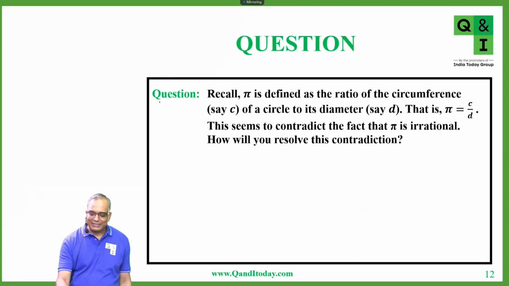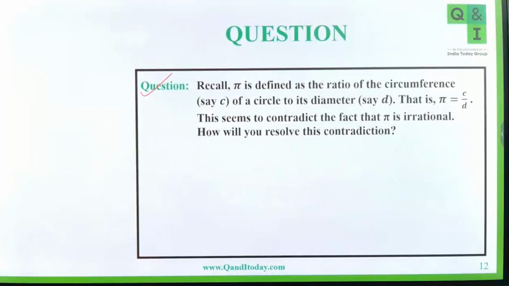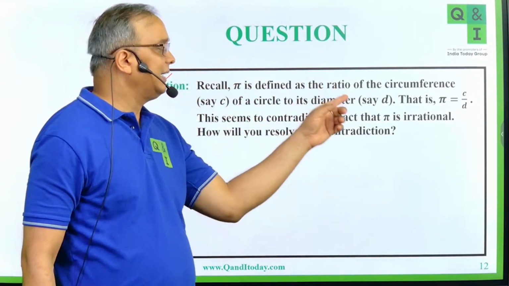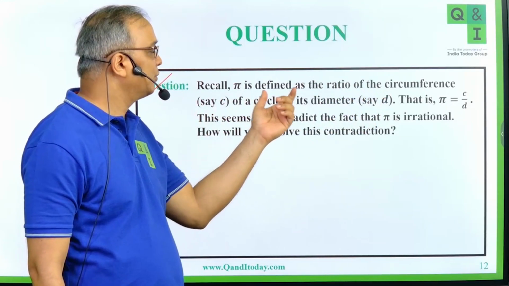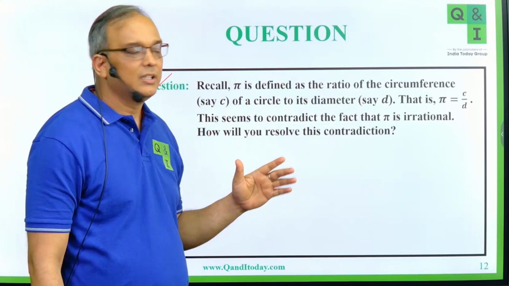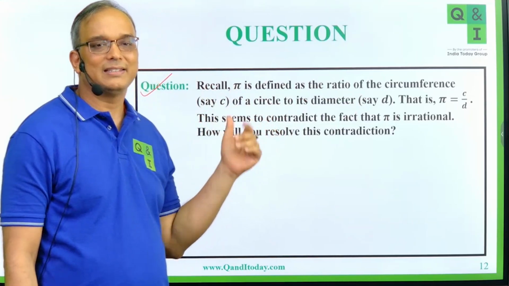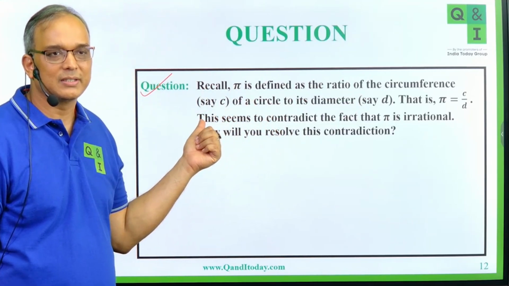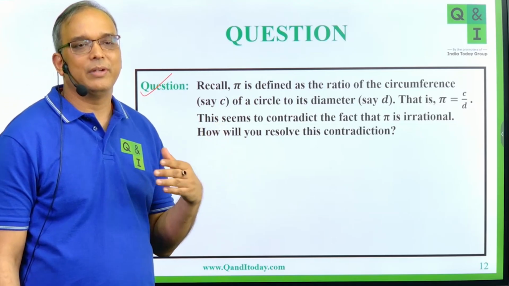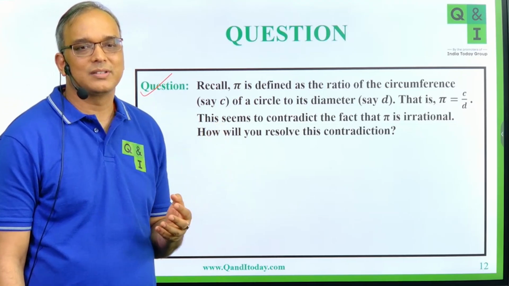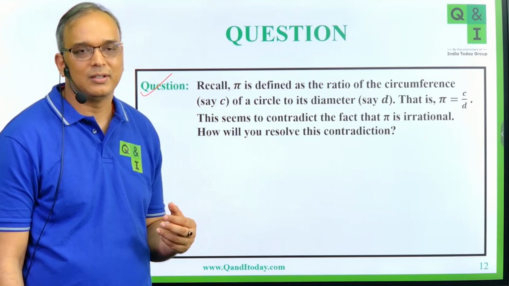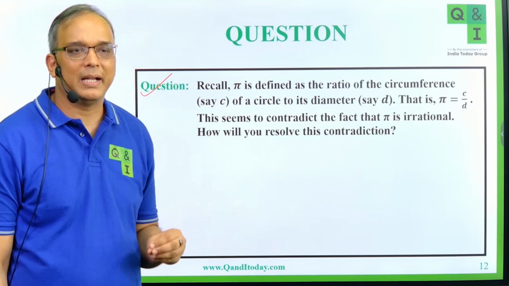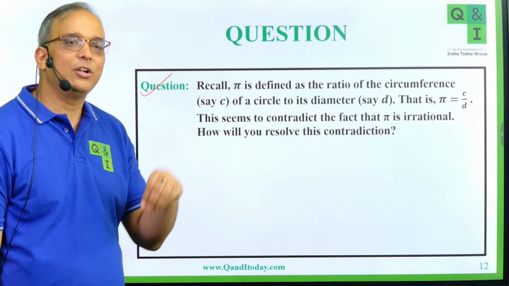So the question says, I'll just read it out for you. Recall pi is defined as the ratio of the circumference, say C, of a circle to its diameter, say D. So what is pi? Pi is defined as, this is a very important definition, students, right? Generally, when someone asks you what is pi, you will straight away say it is 22/7 or 3.14, right? That is the value of pi.